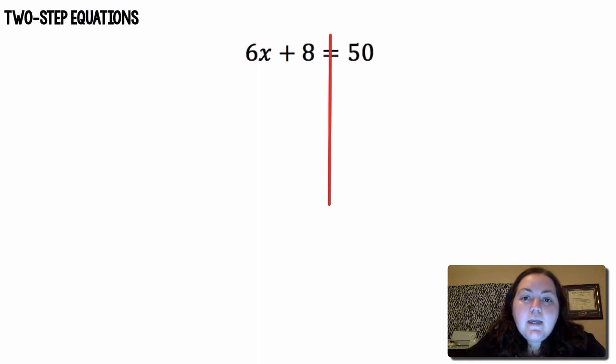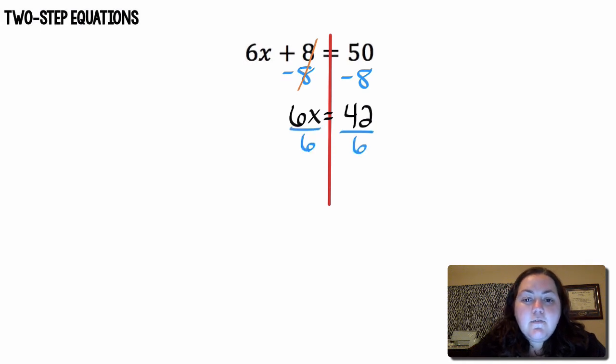So I want to get x by itself. It's connected to a 6, and it's connected to a positive 8. The 8 is a little further away, so I'm going to get rid of the plus 8 by subtracting 8 on both sides. I'm left with 6x equals 42. 50 minus 8 gives me 42. Now I want to get x by itself. It's connected to a 6 by multiplication. So I'm going to divide by 6 on both sides. That cancels, and I get x equals 7.